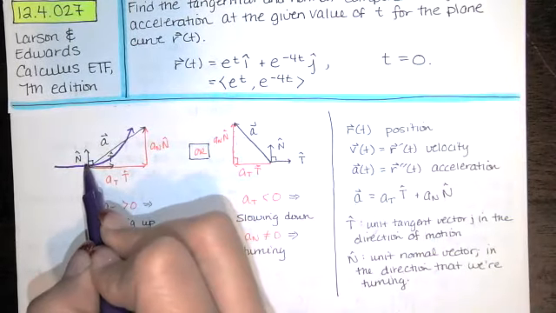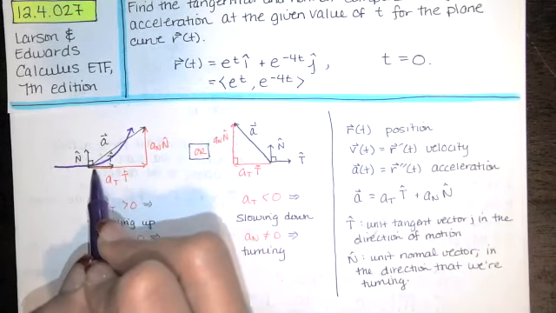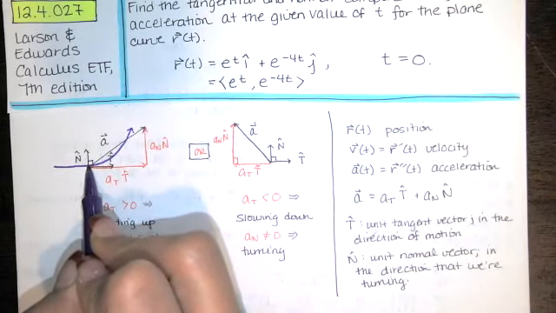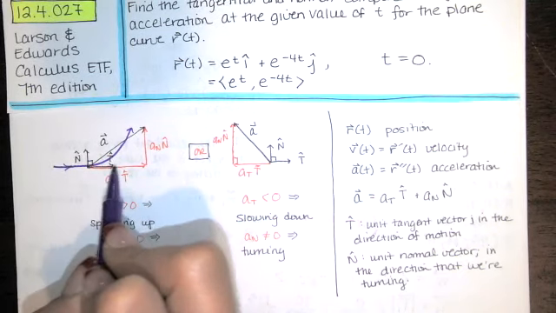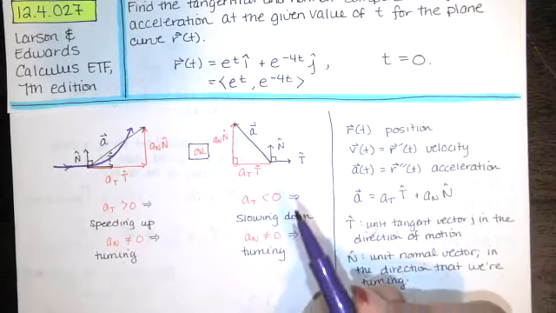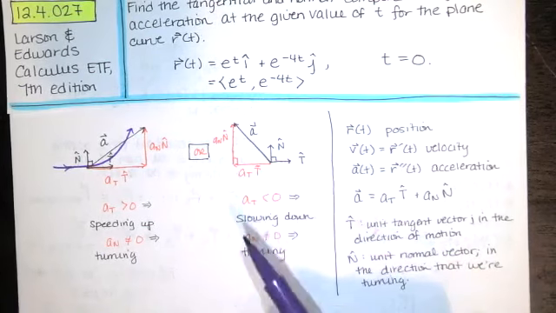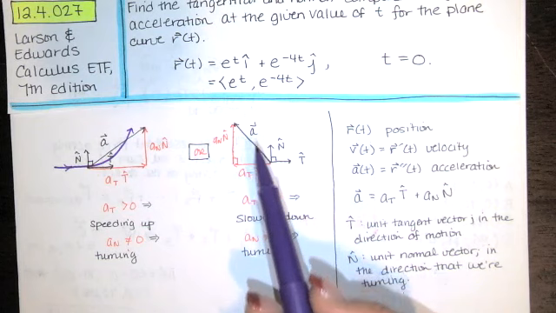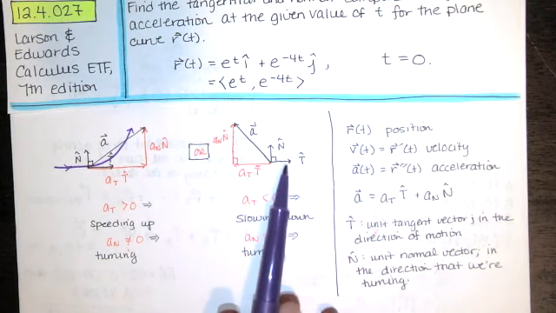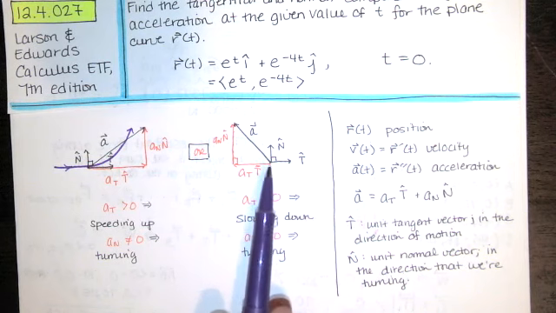Since we're turning this way, our n hat points that way. Since we are moving in this direction, our t hat points that way. And since we're accelerating in that direction, it would look like that. Now, it's also possible that our acceleration vector has a component that's parallel to t hat, but it isn't in the same direction as t hat. It goes in the opposite direction.